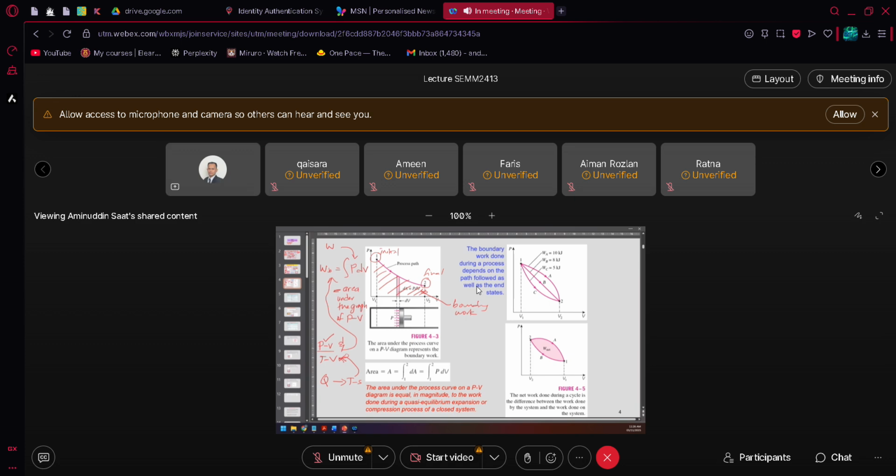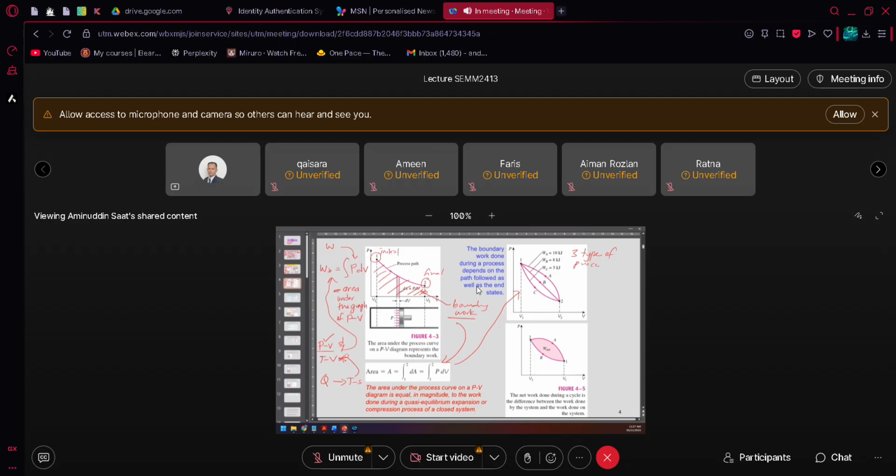So this PV diagram will be used to identify the process involved. To calculate the boundary work, you have the calculation of the area under the graph, which is PdV. And in order to calculate the area, you need to understand the process. So here there are three types of process.